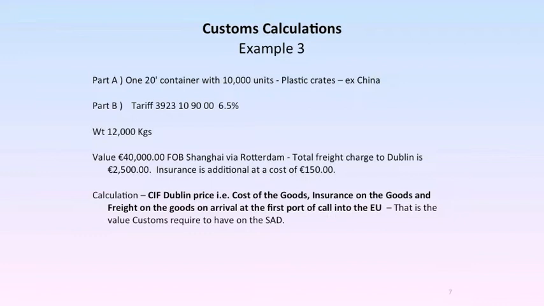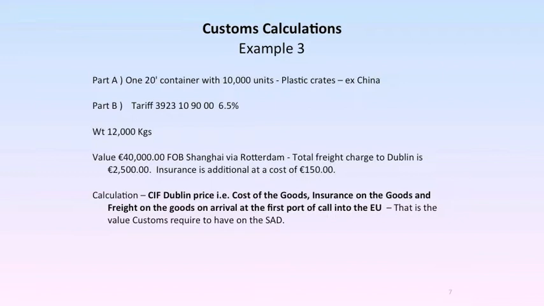Looking at example number 3, this time we have a 20-foot container with 10,000 units plastic crates coming from China. The tariff number as advised, showing the full 10 digits, and the rate of duty applicable is 6.5%. This has been obtained from the TARIC. Now the value of the shipment is €40,000 FOB Shanghai. This means free on board Shanghai.